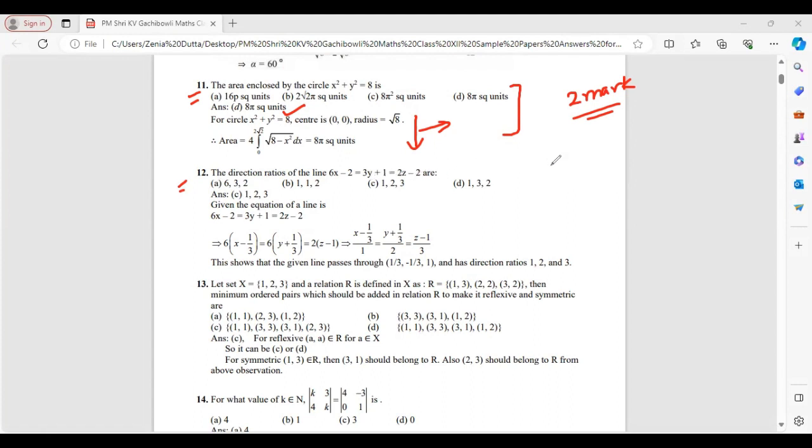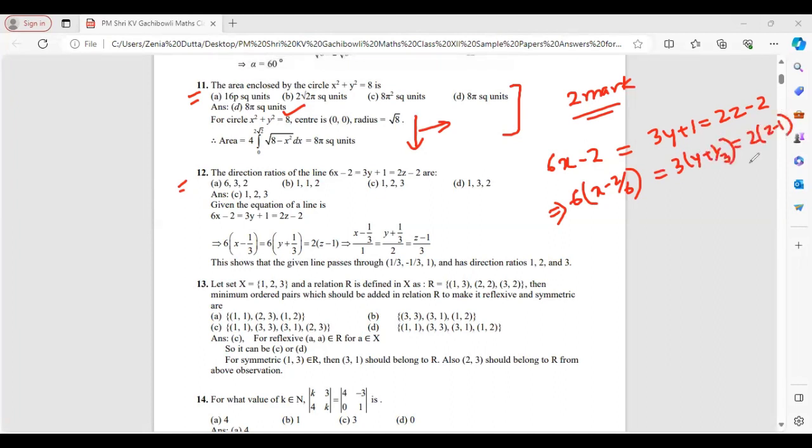Now, question 12, the direction ratios of the line 6x minus 2, 3y plus 1 and 2z minus 2 are. So, don't directly write the direction ratios here. You have to first convert it into standard form. Now, standard form is like x, so I'll take common 6, so it becomes x minus 2 by 6 equal to 3, y plus 1 by 3 and 2, z minus 1.